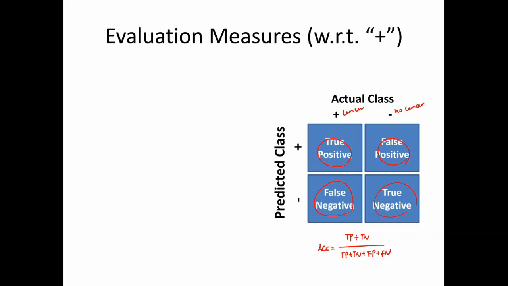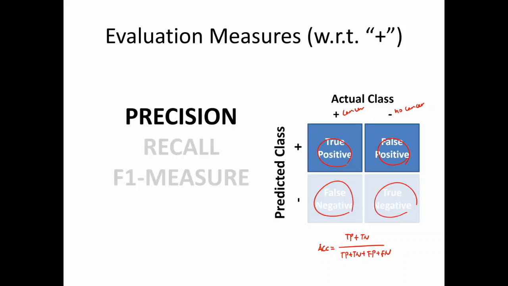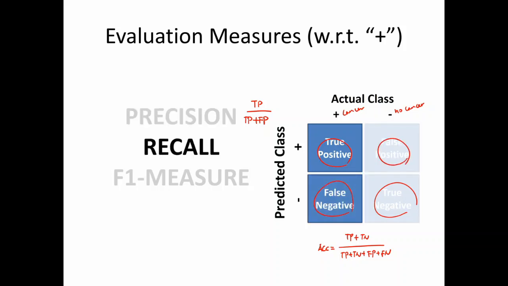So we'll look at three different measures: precision, recall, and F1. Precision is the true positive over true positive plus false positive. So this literally captures how precise the model is. If the model says the patient is a cancer patient, what's the probability of that patient actually being a cancer patient? Recall, on the other hand, is true positive over true positive plus false negative. So out of all cancer patients, what percentage were identified by this model?